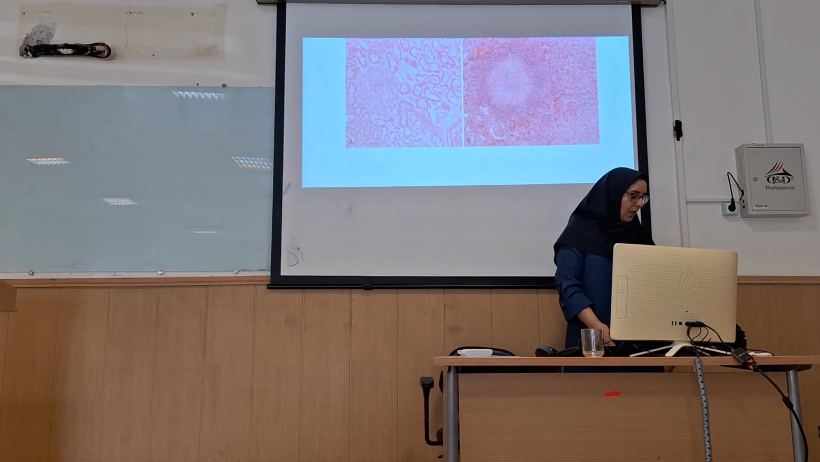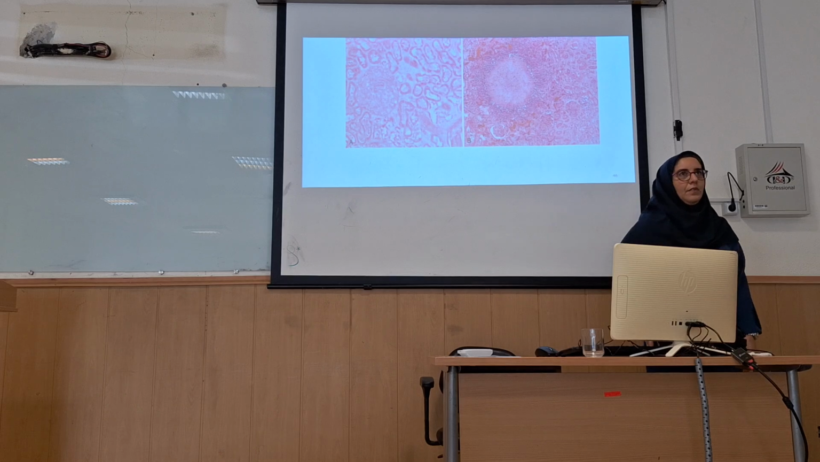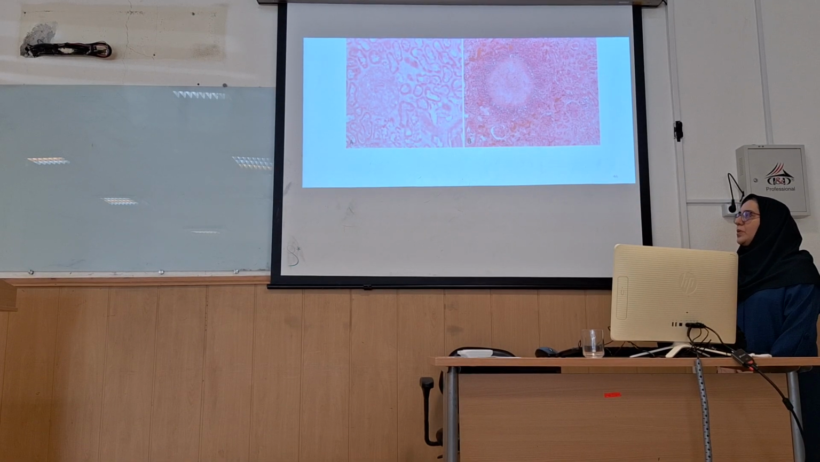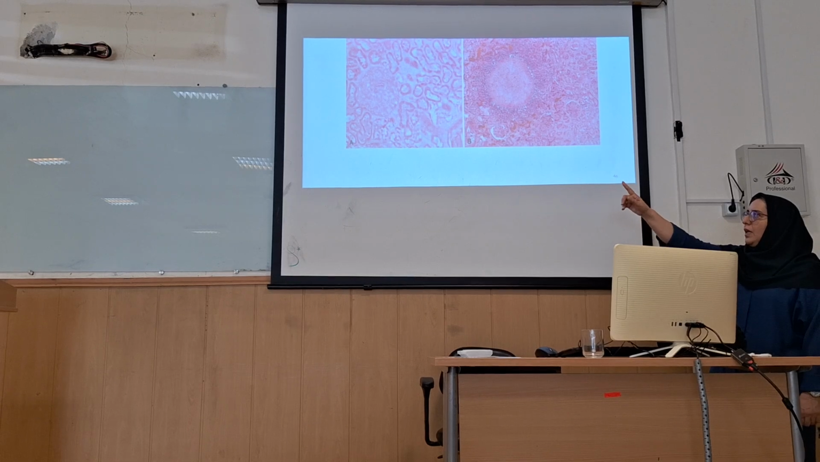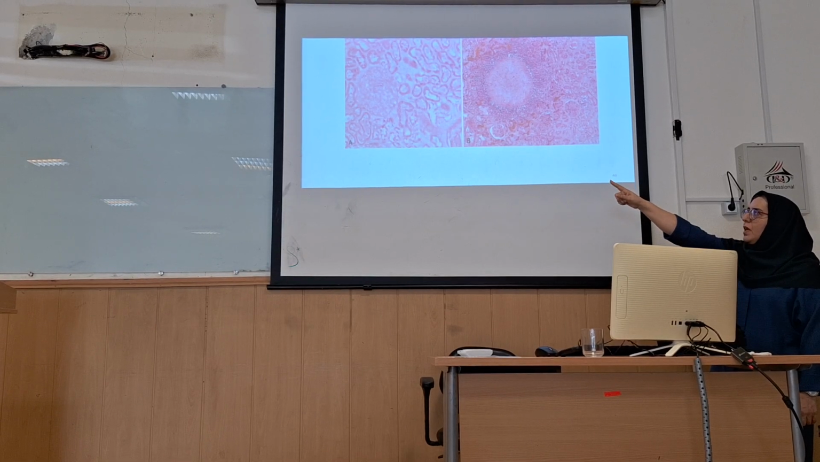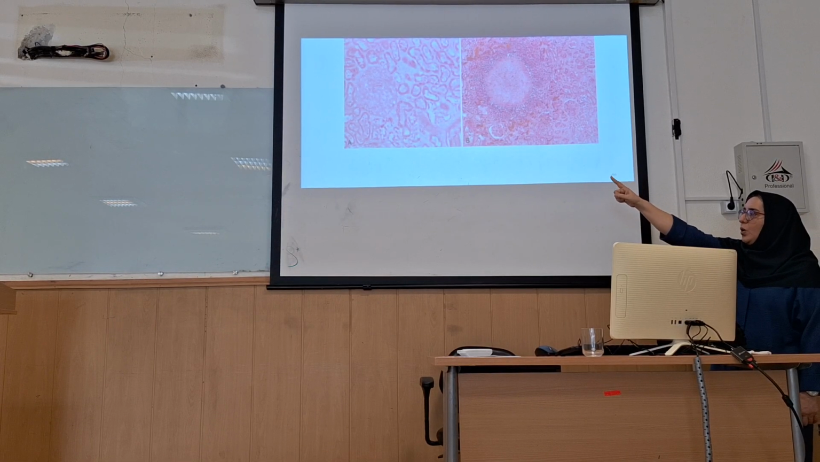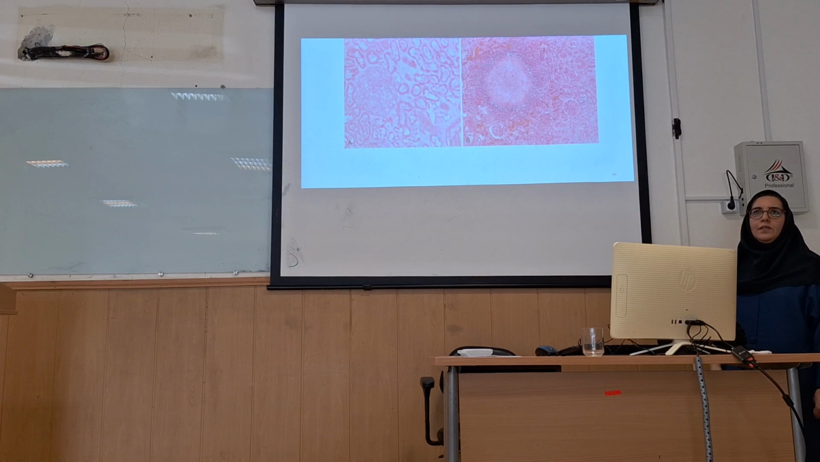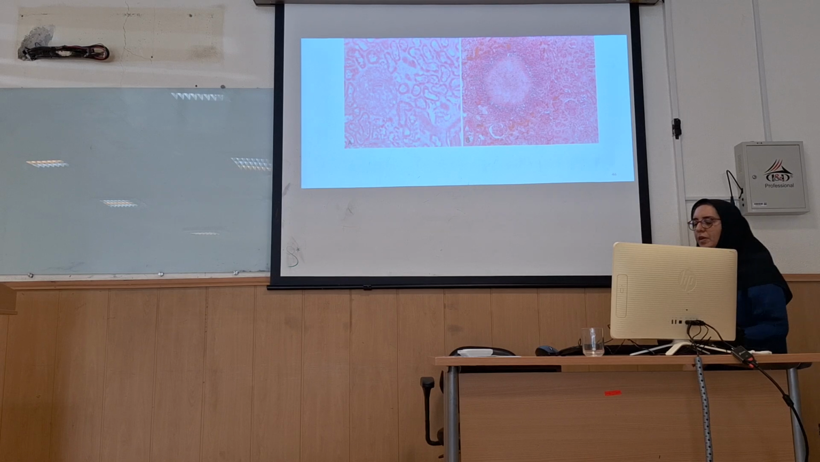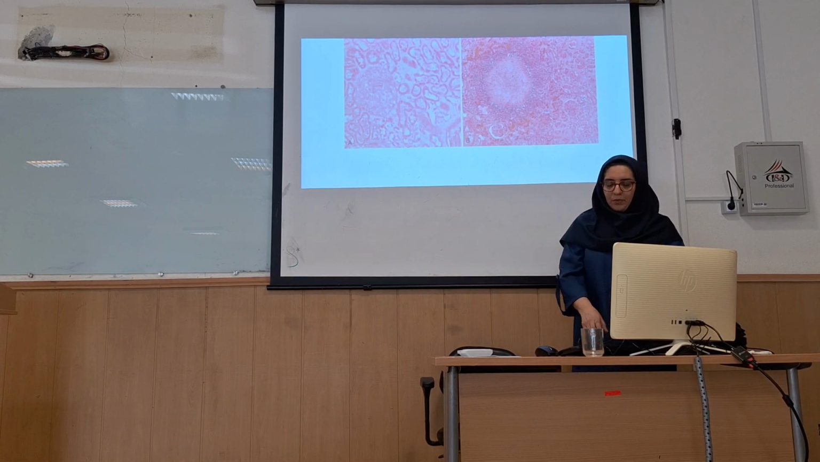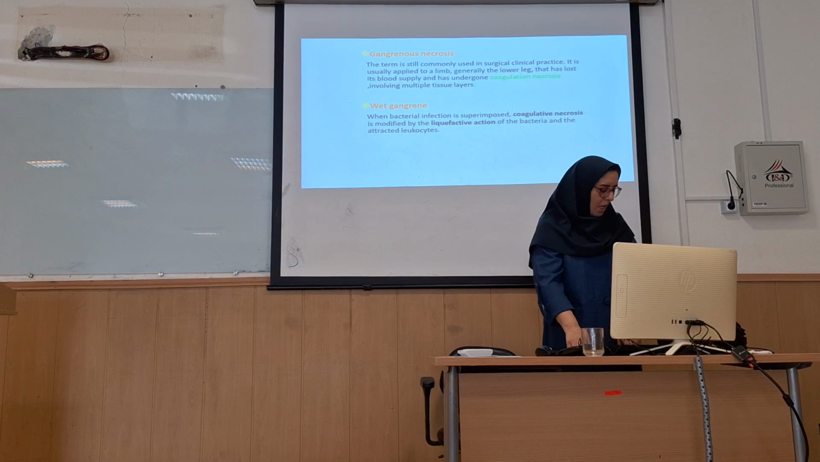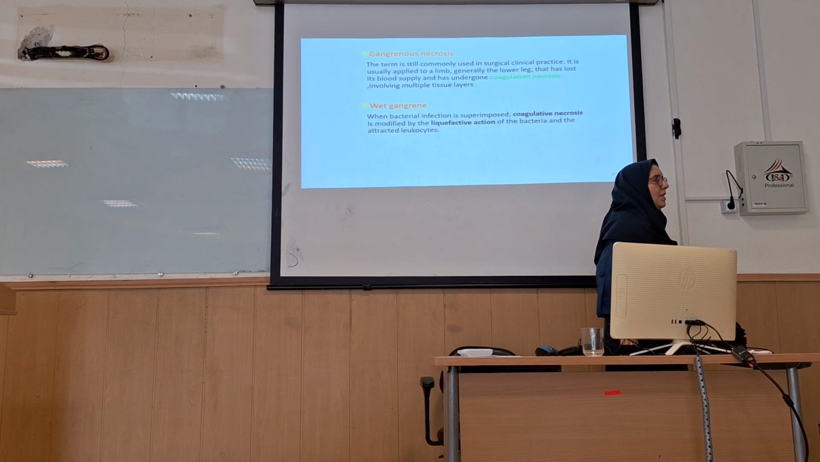This figure compares liquefactive necrosis in the kidney with coagulative necrosis. The left side is coagulative necrosis, and in this slide we see liquefactive necrosis. In liquefactive necrosis, the shape of tissue is removed. Also, we have gangrenous necrosis.